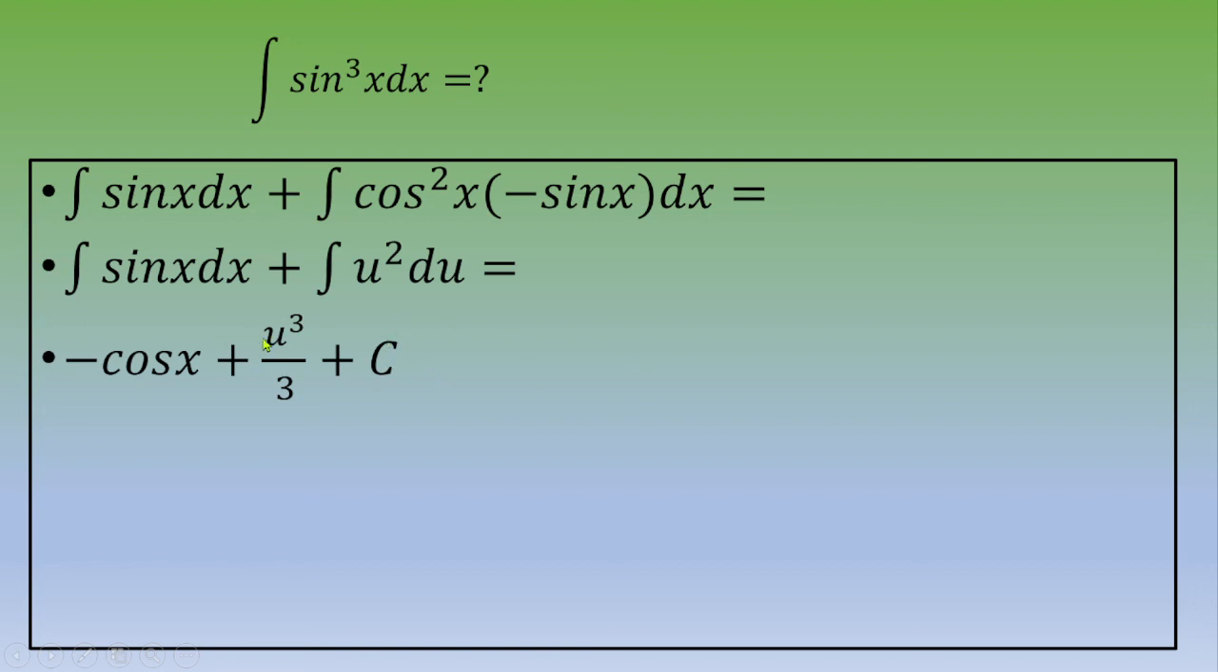So now you want to transform u back. This is cos x, so you get at the end cos cubed x over 3 minus cos x plus C.